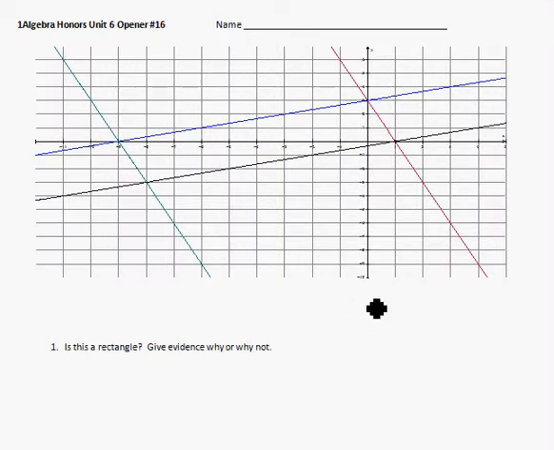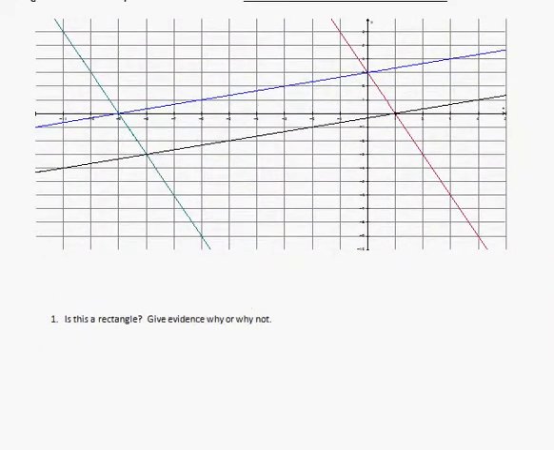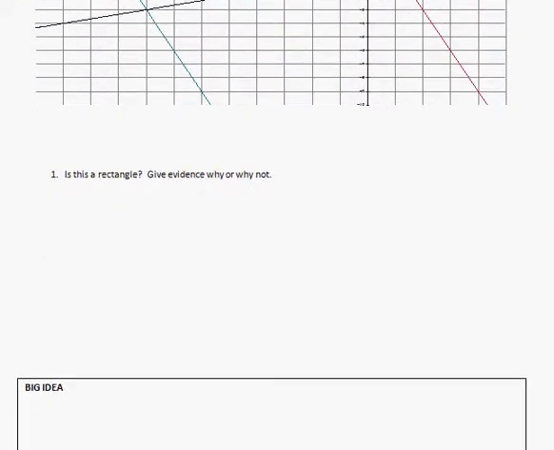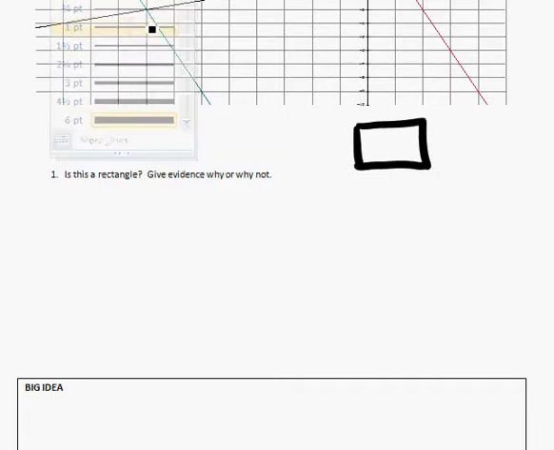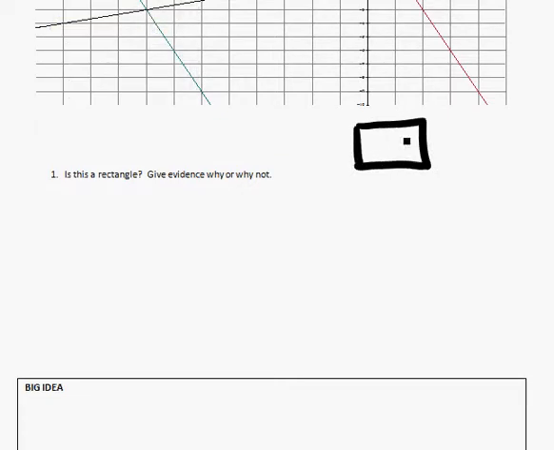Is this a rectangle? Give evidence. Why or why not? Now, first let's just recall some properties of rectangles. A rectangle has, of course, 4 sides, and the opposite sides are both congruent and parallel. But more than that, the angles in a rectangle are all right angles.